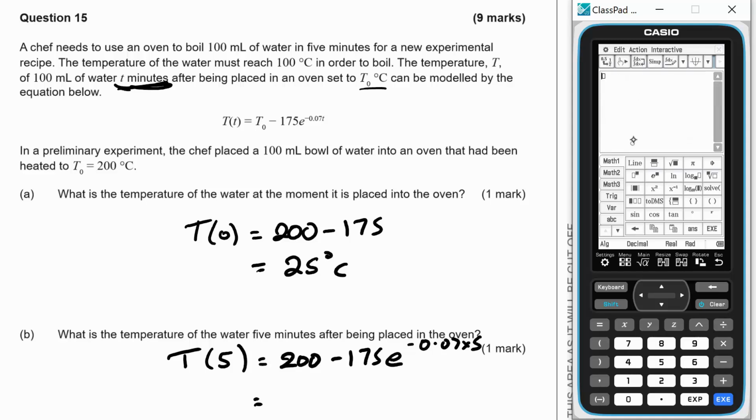So that is going to be 200, take away 1.75 times e to the negative 0.07 times 5. Oh, for some reason I did 1.75 there. 175, that's better. 76.68.